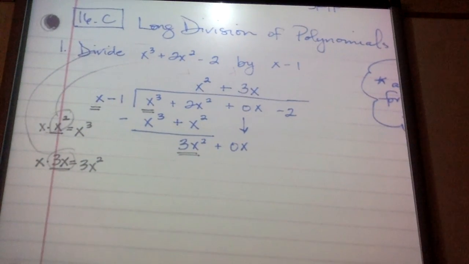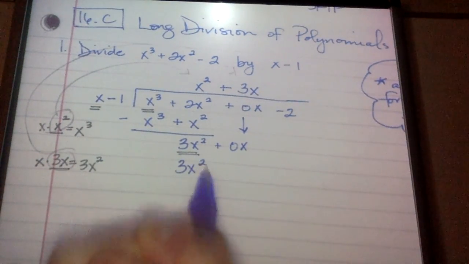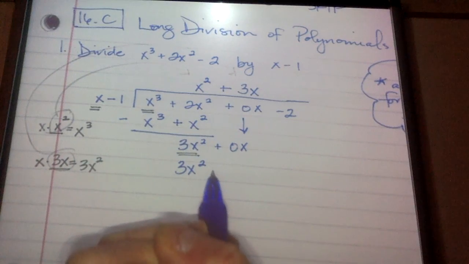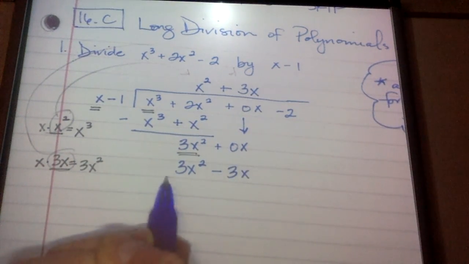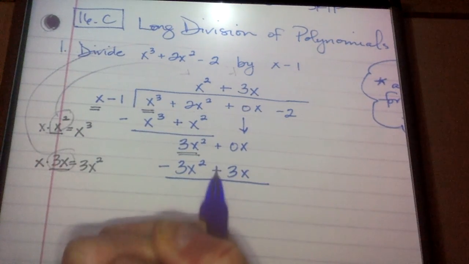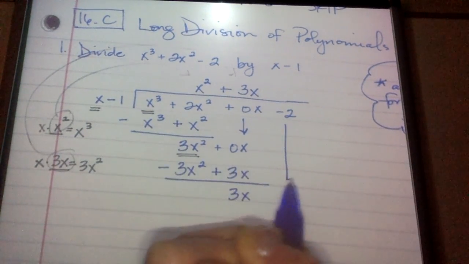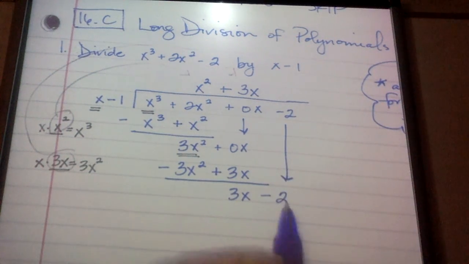Now I'm going to redistribute those. 3x times x is 3x squared. 3x times a negative 1 is negative 3x. Now remember, I'm subtracting these, so this makes this one negative and this one positive. These cancel. I have 3x. I bring down the last term of minus 2.